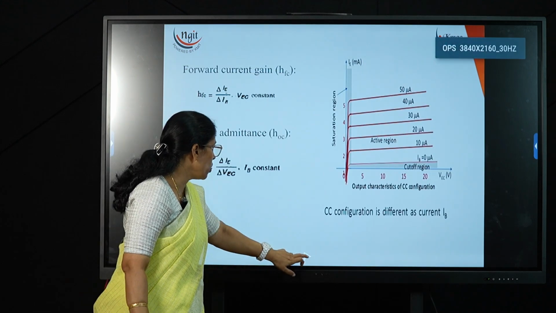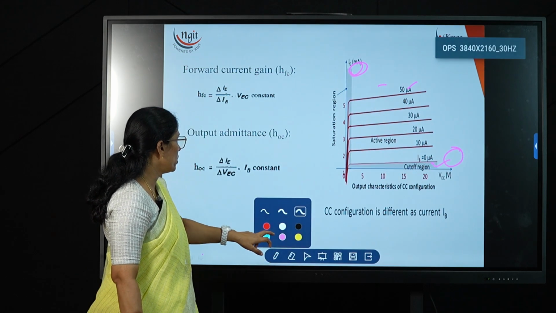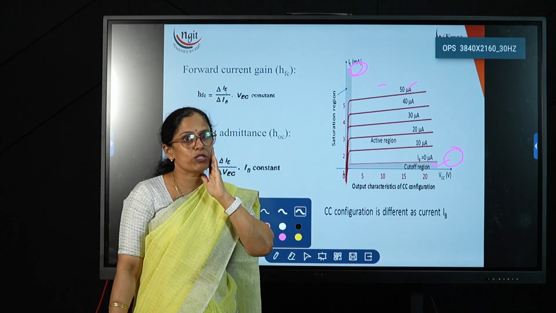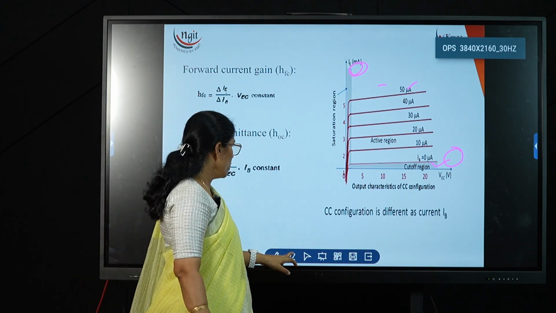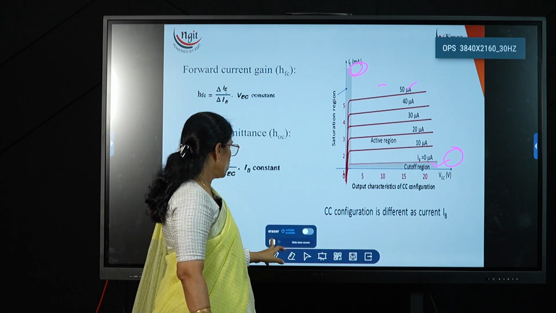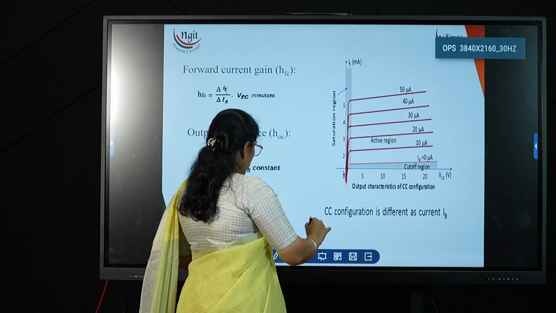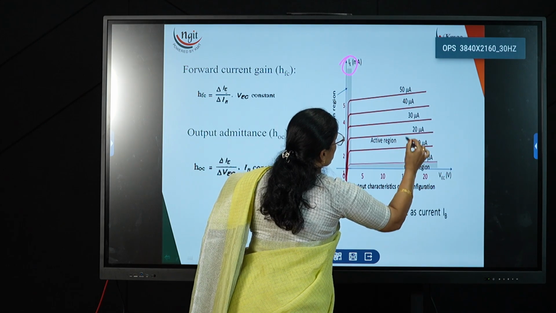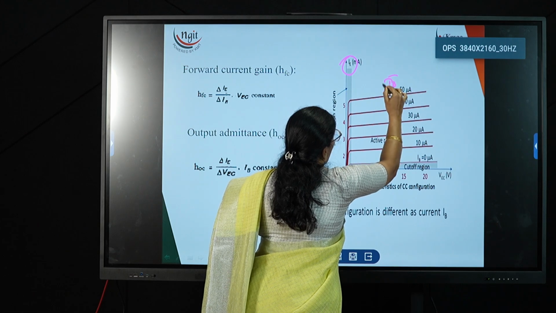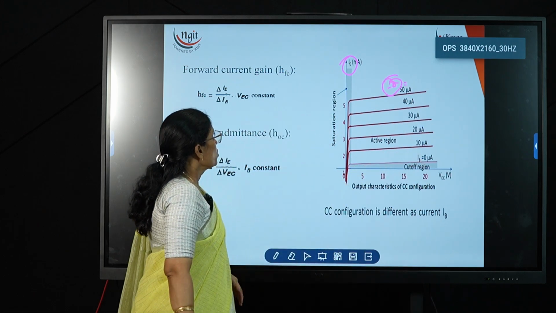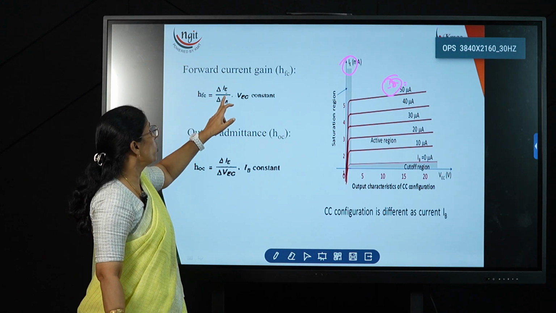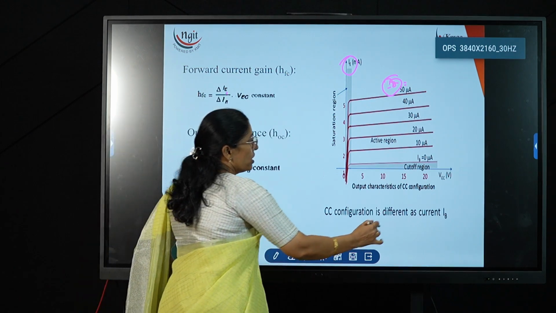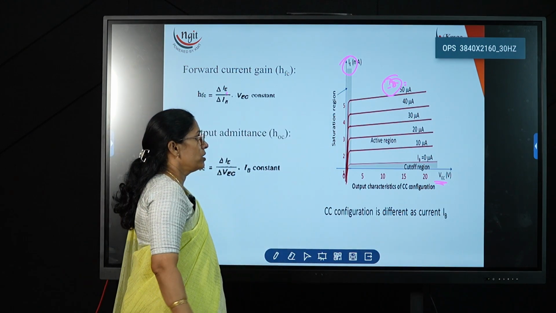Now similarly, from the output characteristics we can obtain two more H parameters. Forward current gain. Forward current gain means what? Output current divided by the input current. So what is the output current in this case? Output current is IE and input current is IB. So we take the ratio of this output current to the input current by keeping VCE constant. This is the third parameter.